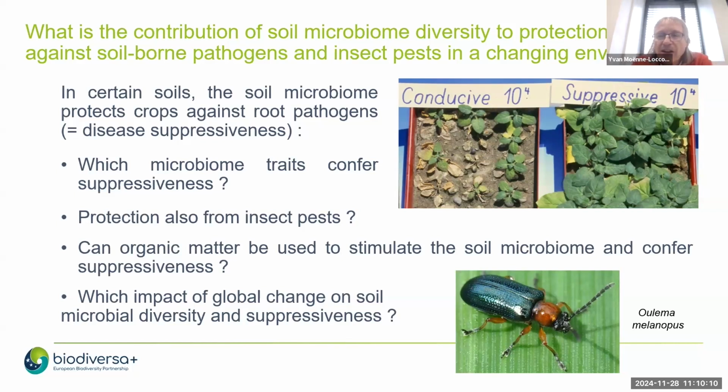So on the picture here, you've got the comparison of two soils. One is the suppressive soil to the right, and the next one is not. And if you grow a plant in there and you add a large amount of pathogen, you've got a good level of protection in the suppressive soil on the right, and poor protection in the non-suppressive soil, the conducive soil on the left. The other guy down there on the picture is the particular insect we focused on to assess the relevance of those biocontrol mechanisms for protection against insect pests.